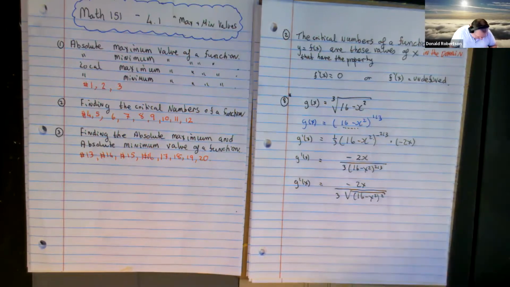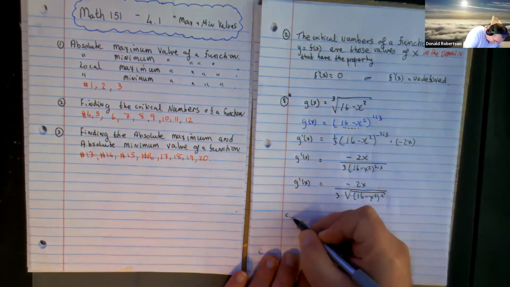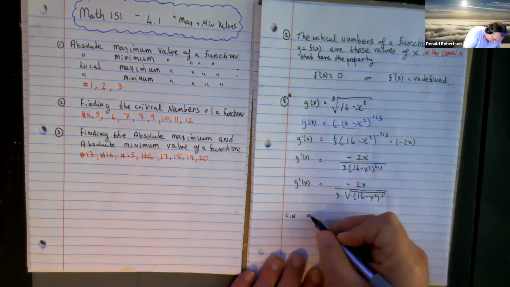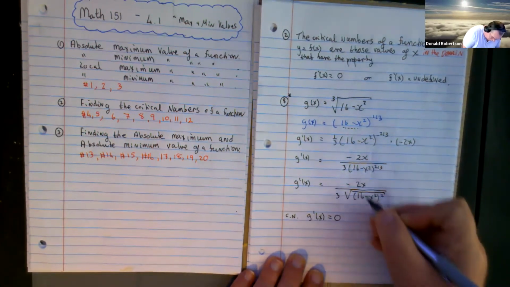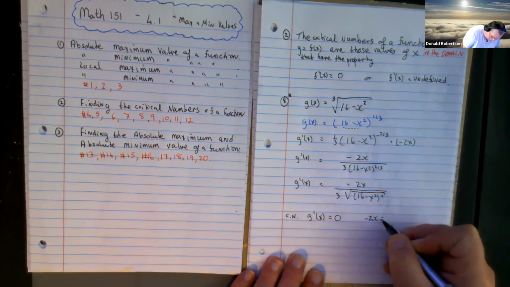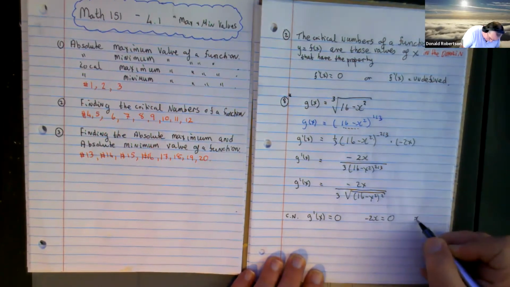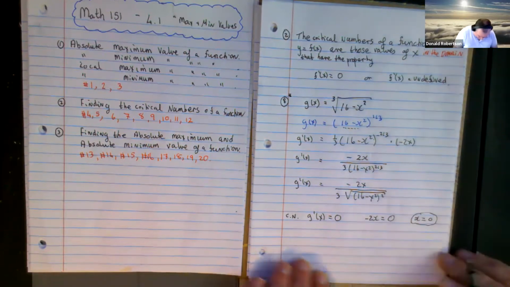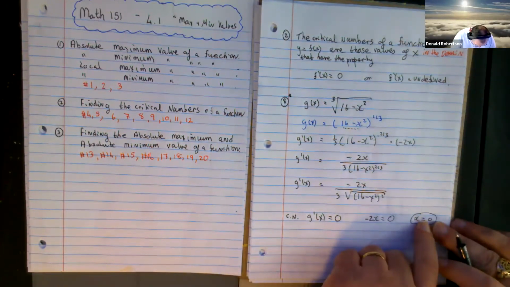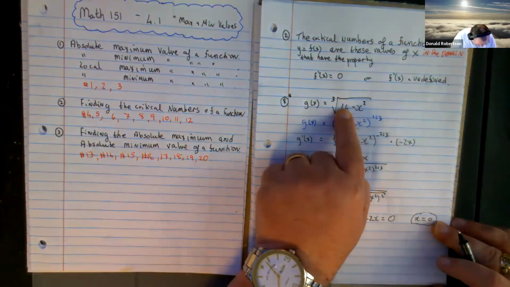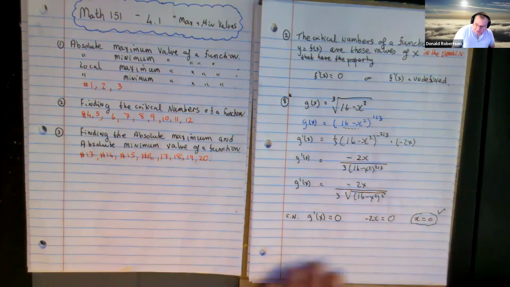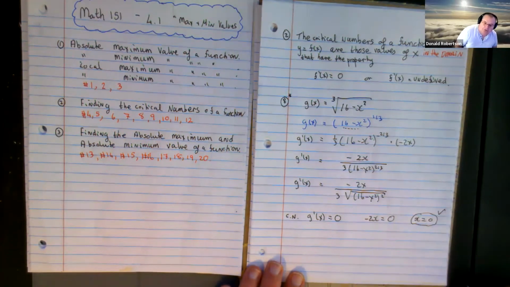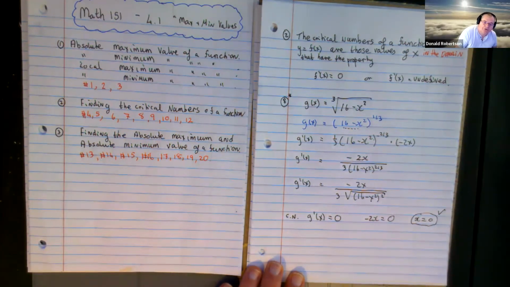Now, let's find the critical numbers. Well, the derivative is going to be equal to 0 when the top and only the top is 0, and that gives me x equals 0. And then I'll go back to the original function and say, can you actually plug 0 in here and get an answer? And the answer is yes. So check. That is a critical number that I can use.